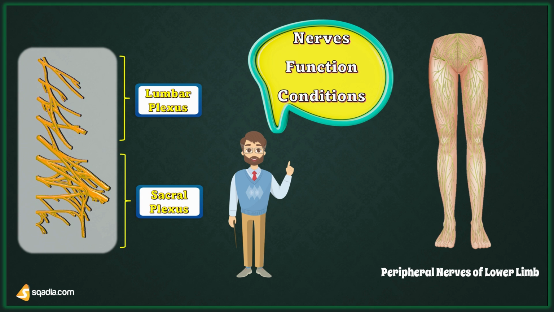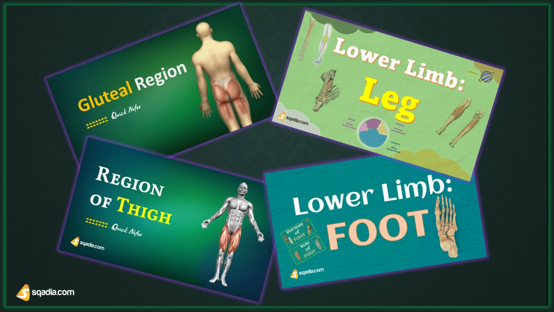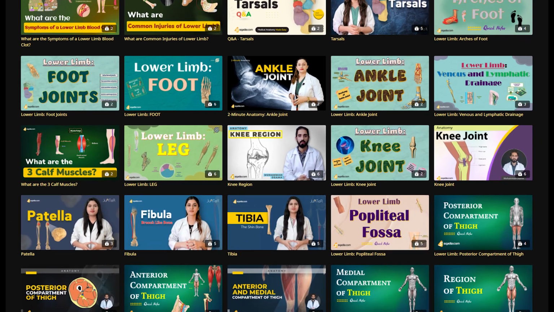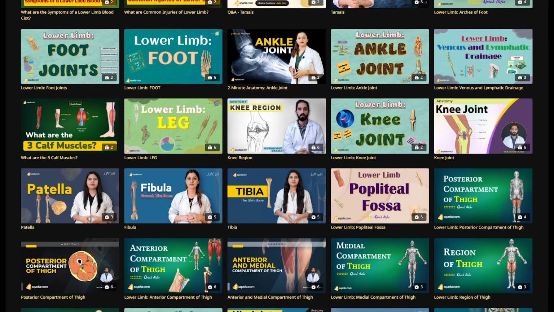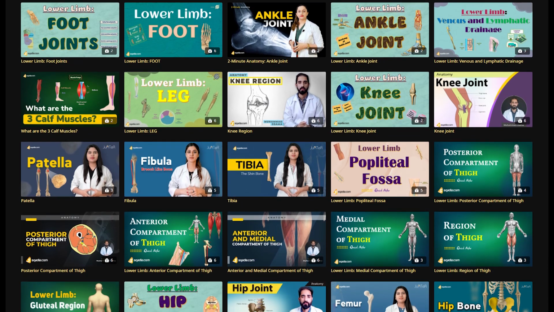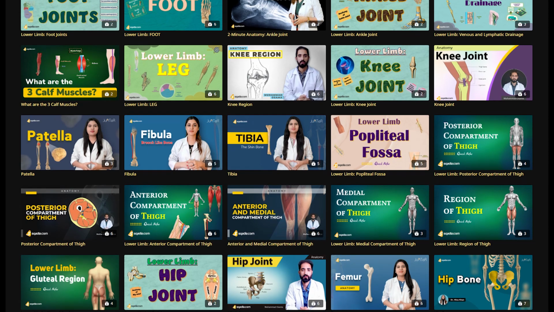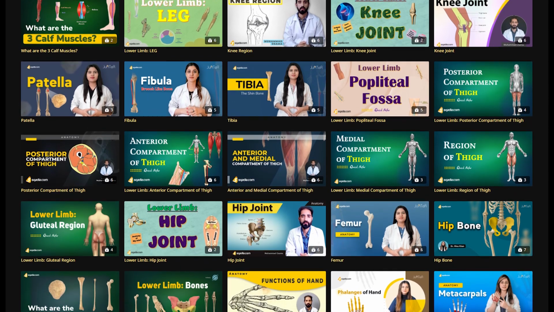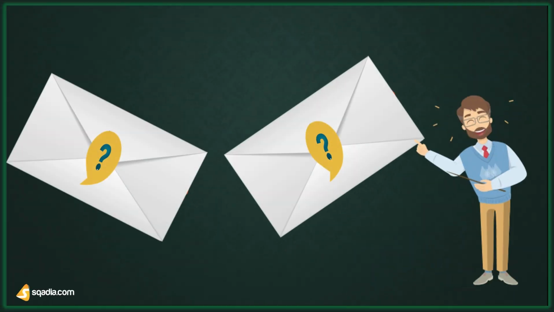Here at sqadia.com we have covered many topics related to regional anatomy, including the lower limb anatomical region, such as gluteal region, region of thigh, leg, foot, and much more. You will benefit much from understanding the regional anatomy because it will be much simpler for you to comprehend the explanation of the nerve's course in this video. Asking and answering questions can aid in memorization and understanding of the lower limb nerves. I will continue this video lecture by addressing the following questions.